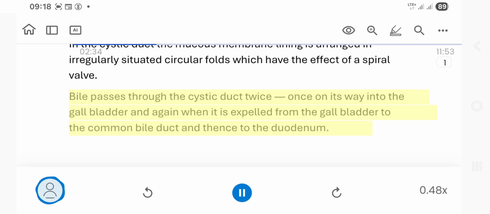Bile passes through the cystic duct twice, once on its way into the gallbladder and again when it is expelled from the gallbladder to the common bile duct and thence to the duodenum.